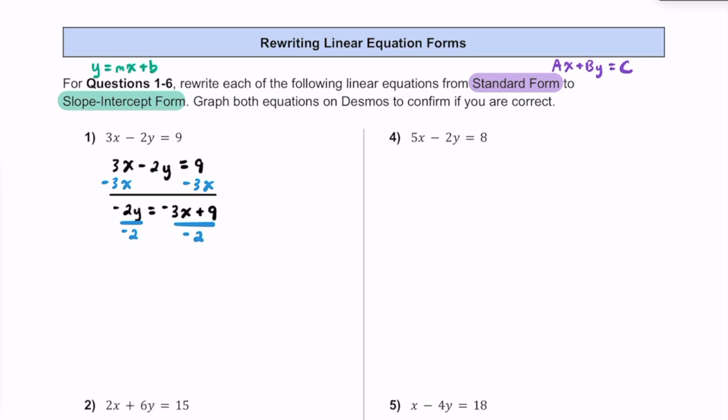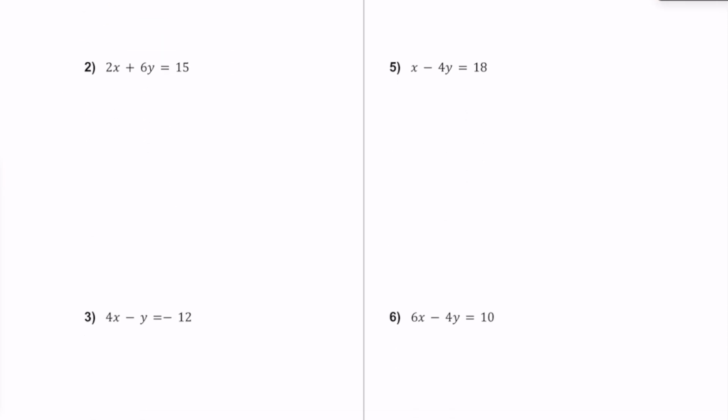If we divide both sides by -2, we should just get 1y, or y, on the left side. Then if you divide -3x over -2, that's going to be positive 3/2 x. And then if we divide 9 by -2, that is going to be -4.5. So I'm just going to write minus 4.5. And so while we had this equation written in standard form to begin with, we just rewrote it in slope-intercept form so we can see the y-intercept and the slope very clearly. All right, check out number two.